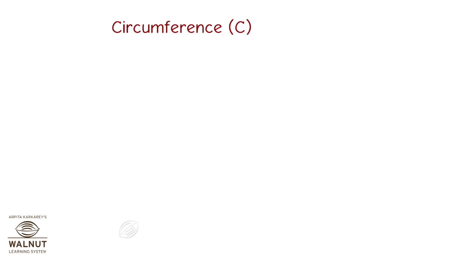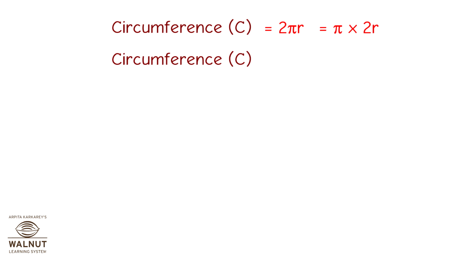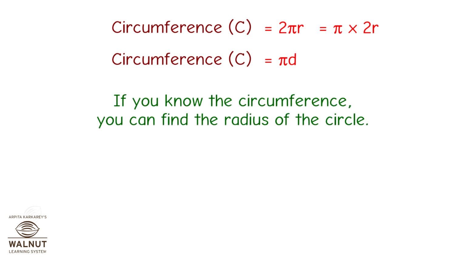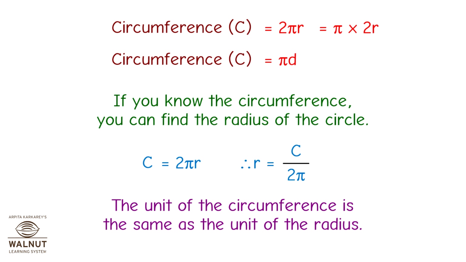So circumference is equal to 2 pi r. We can even write this as pi into 2r. What is 2 times the radius? It is the diameter, which we write as d. So circumference is equal to pi d. To find the circumference, you just need to know the radius of the circle. And if you know the circumference, you can find the radius of the circle. C is equal to 2 pi r, so r is equal to c upon 2 pi. The units of the circumference are the same as the units of the radius.